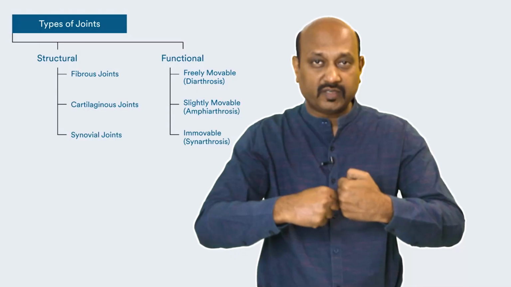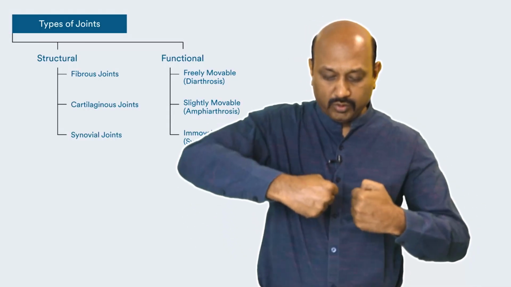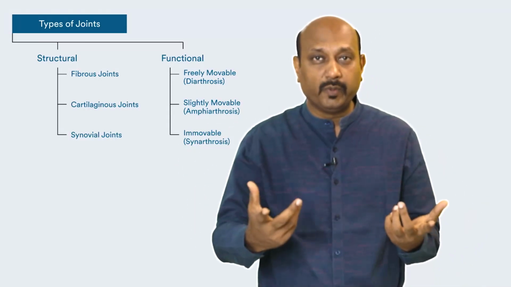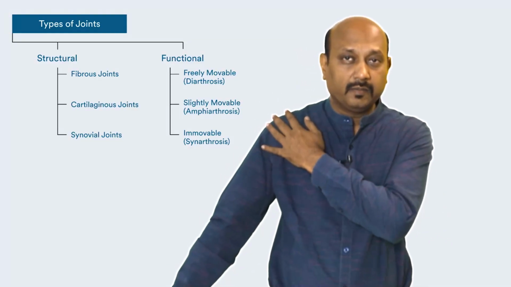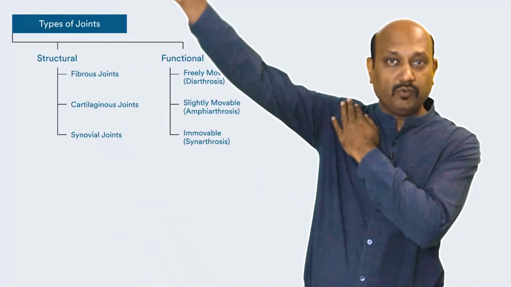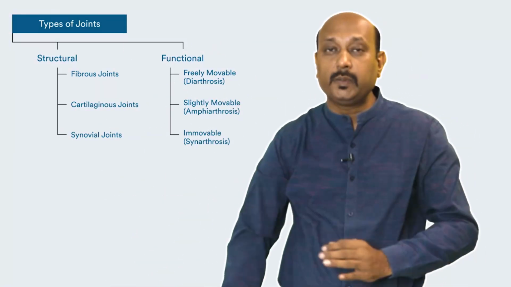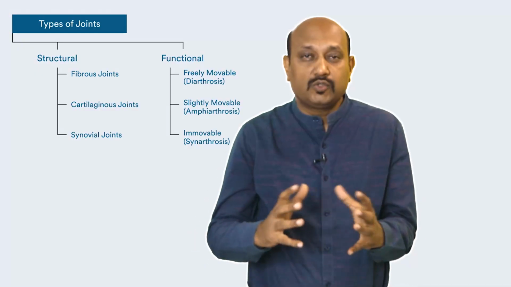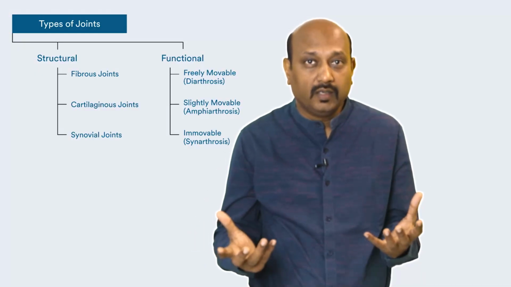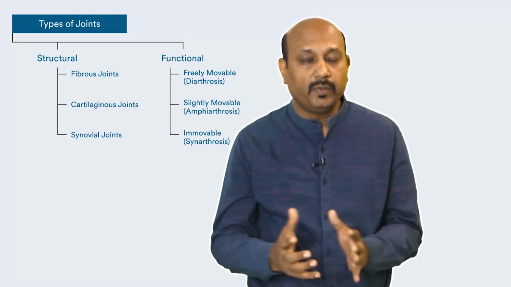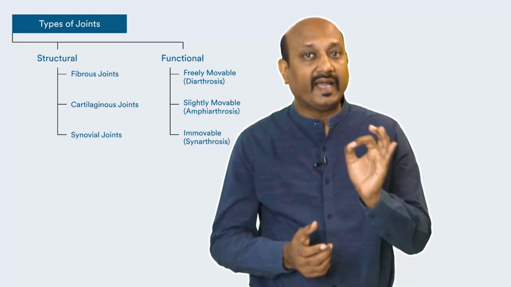Due to the presence of the cavity, we can move both the bones freely. These are freely movable joints, like my shoulder joint. Definitely I can move my upper limb in 360 degrees. So this type of joint is freely movable. That's why this is known as the diarthrosis.